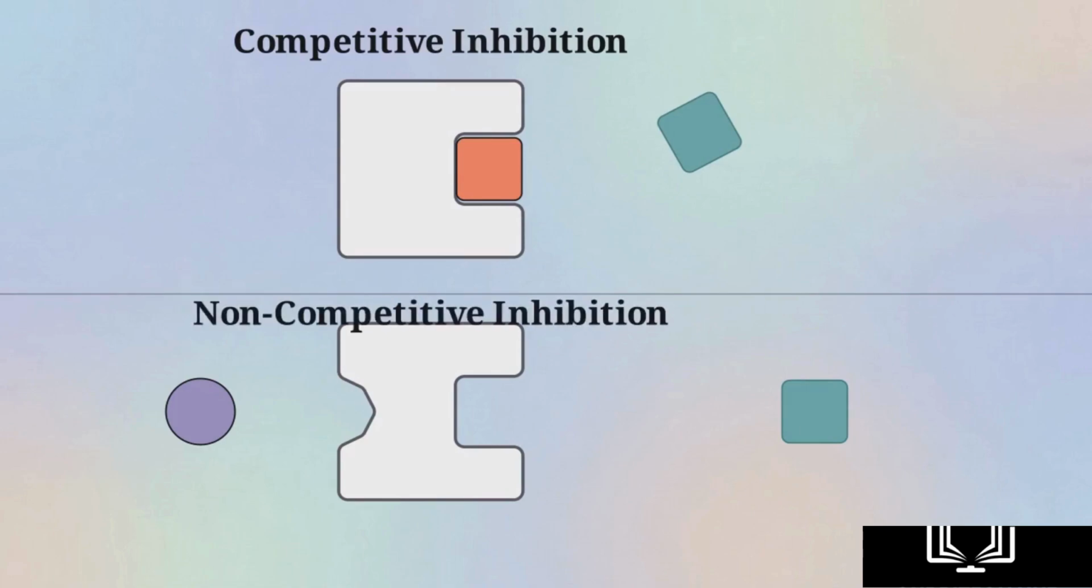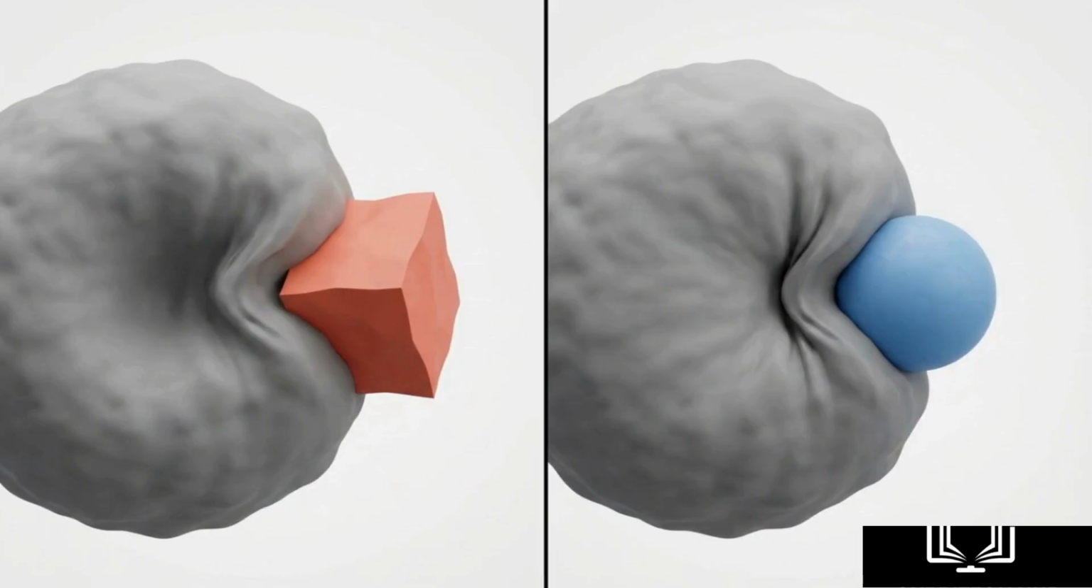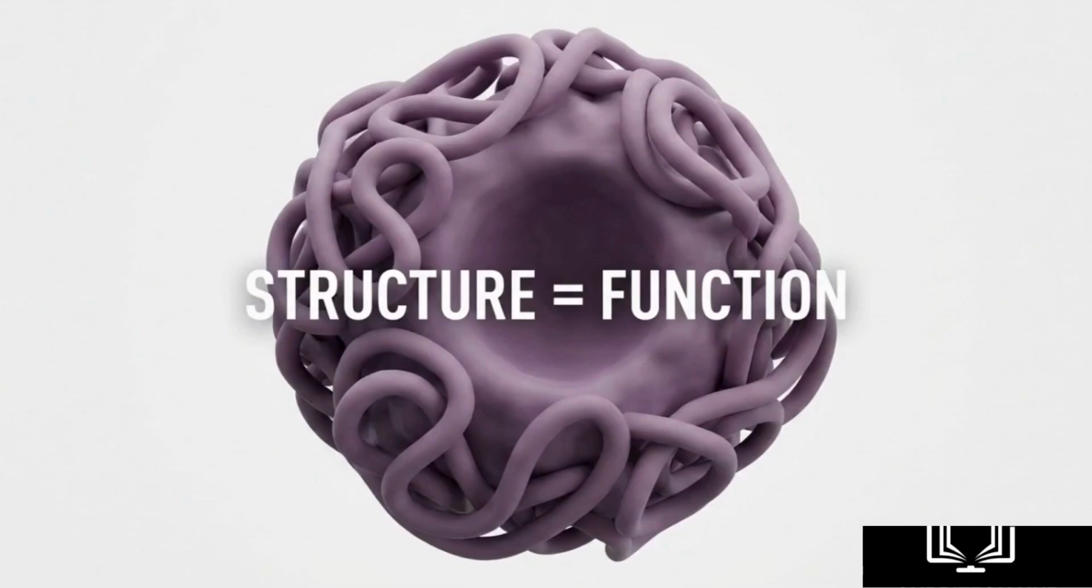The bottom shows non-competitive inhibition. Here, a molecule binds to a different location on the enzyme. This binding forces a structural change throughout the entire protein, warping the active site and destroying its specificity. The substrate simply bounces off. Whether an inhibitor plugs the active site directly or warps it from afar, the rule holds true. Slightly altering an enzyme structure modifies or terminates its biological function.